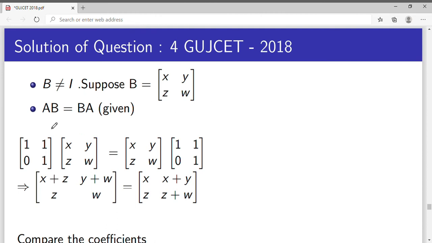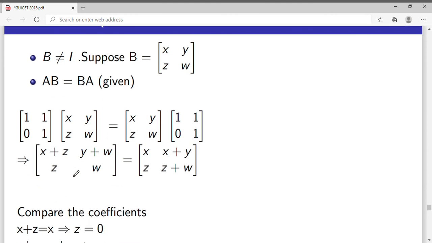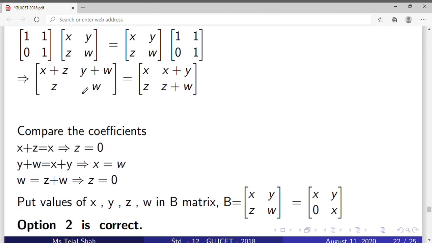Also one more condition is given to us, AB equal to BA. Now put the values in this condition. A matrix is given to us, B matrix is [X, Y; Z, W], equal to, again, B matrix and then A matrix. Now do the matrix multiplication. So we get first [X plus Z, Y plus W; Z, W] equal to [X, X plus Y; Z, Z plus W]. Now this first matrix is equal to this second matrix. These two matrices are equal matrices. So if equal matrices are given, then the corresponding elements are the same.